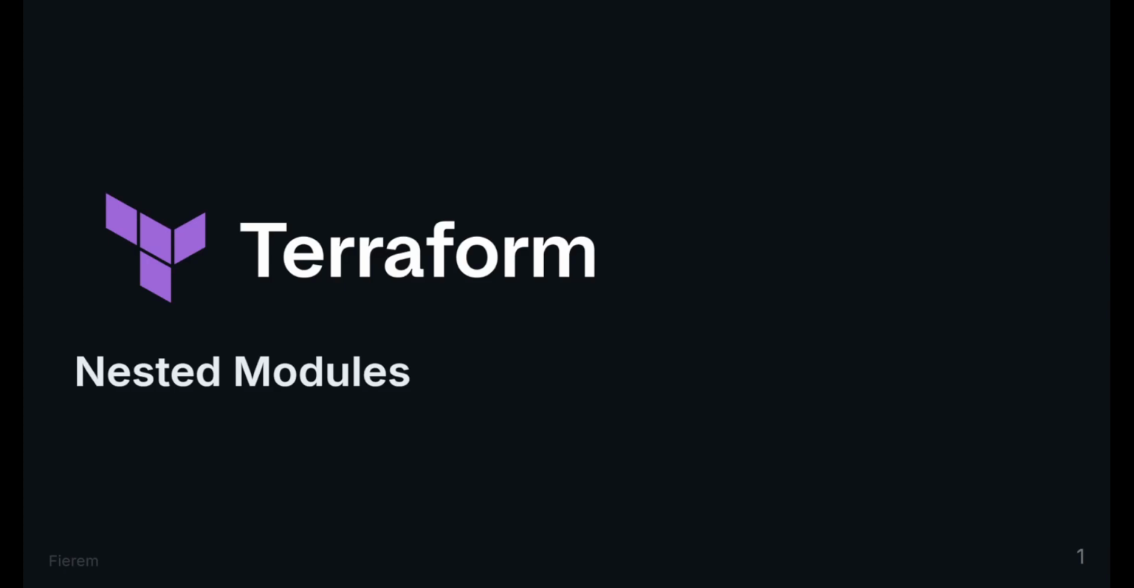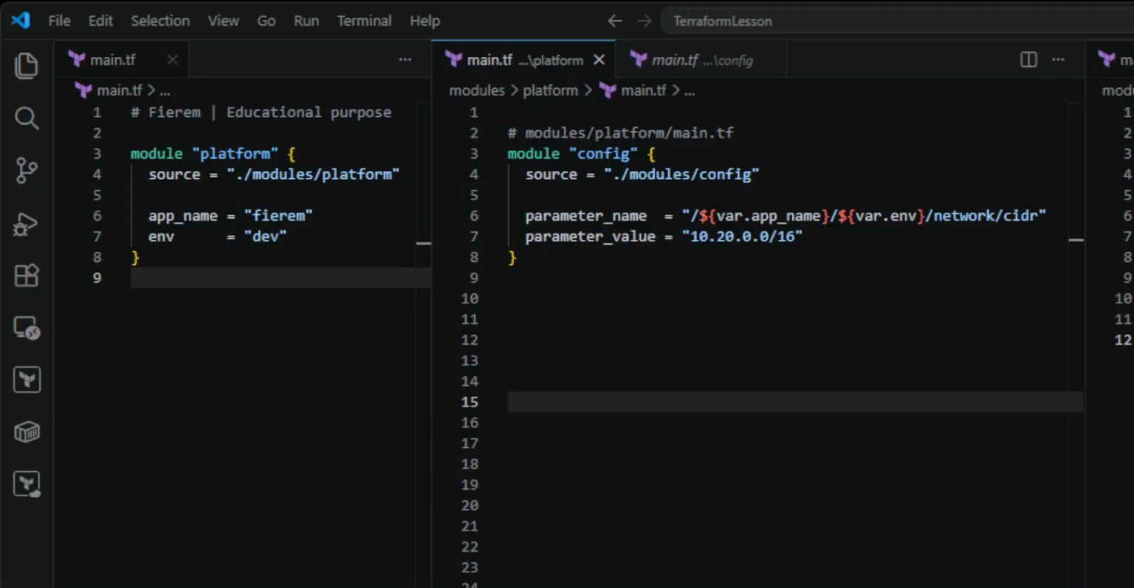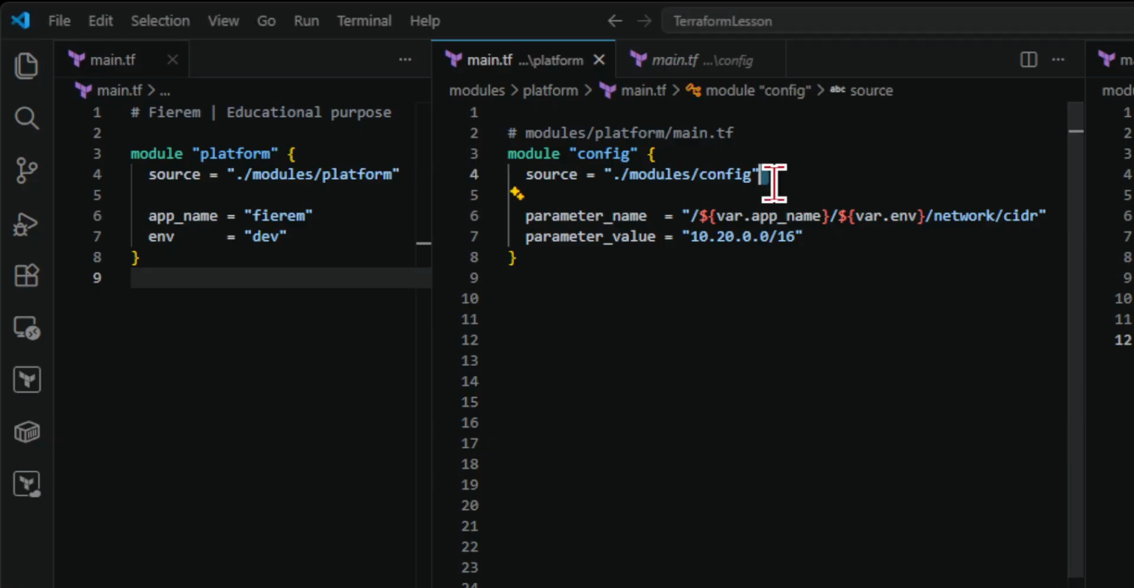Nested modules. A nested module is a child module called from inside another child module, not directly from the root. Terraform still evaluates all module blocks as part of one dependency graph, but each module boundary limits what can be seen unless values are passed in or exposed through outputs. That causes nested modules to behave like internal components with explicit interfaces instead of shared global configuration.